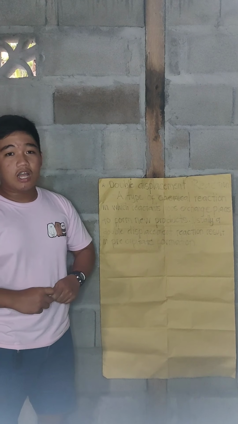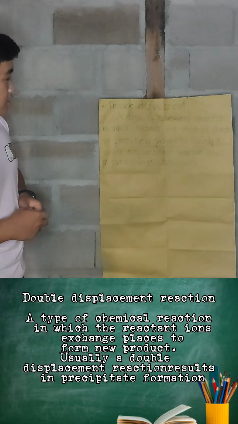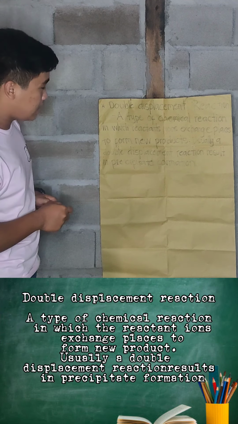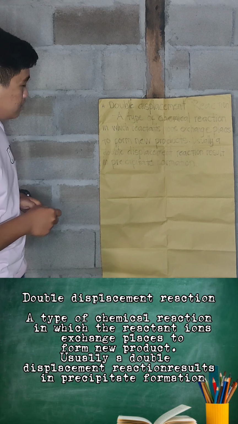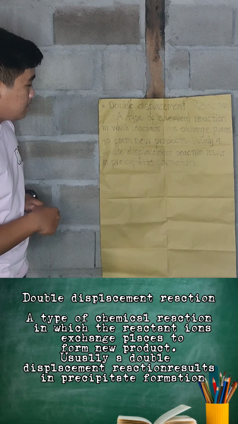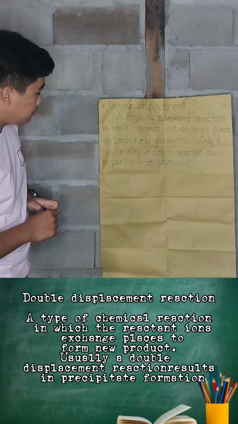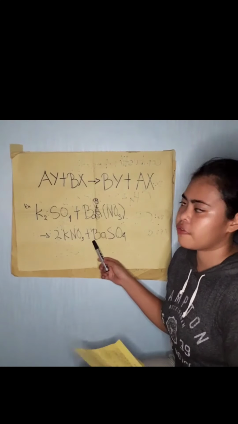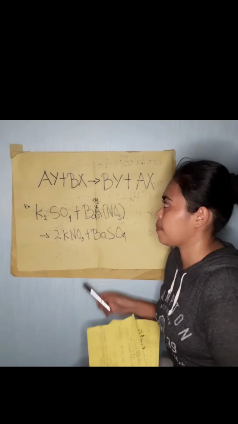Hello, I'm George Sitao. I will discuss to you the fourth type of chemical reaction, which is the double replacement. A double replacement reaction is a type of chemical reaction in which the reactants' ions exchange places to form new products. Usually a double replacement reaction results in precipitate formation. Here's the example of double displacement reaction.